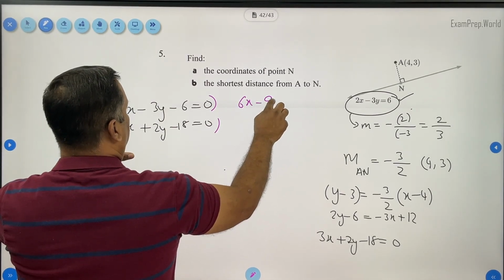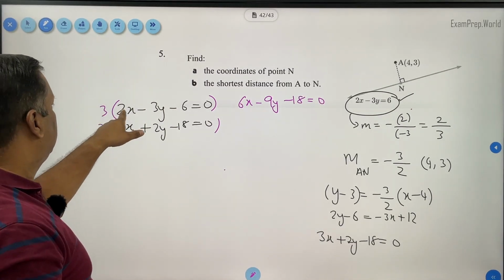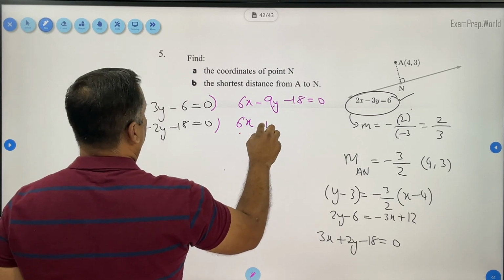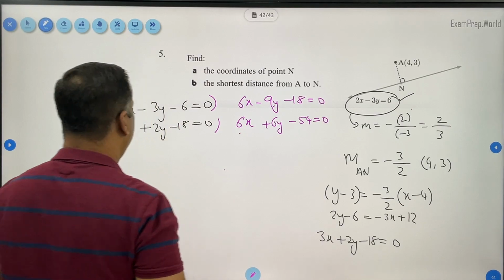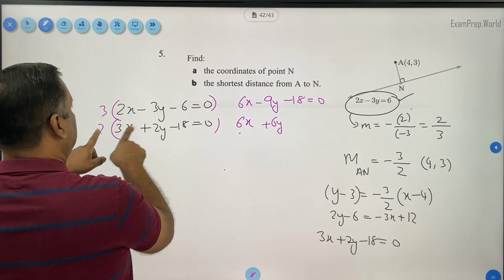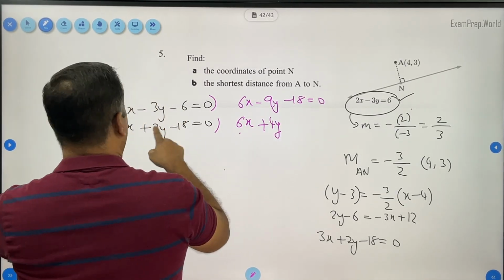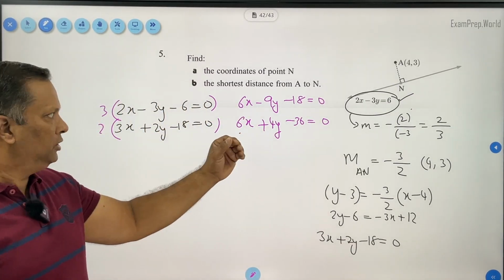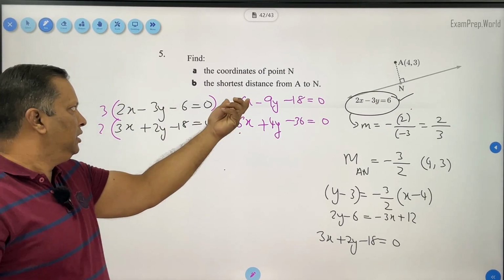6x minus 9y minus 18 equal to 0. The bottom one is 6x plus 4y minus 36 equal to 0, since we are multiplying by 2 this time. Now I have two equations. This is called the elimination method. We multiplied by 3 and by 2 to get the 6x.